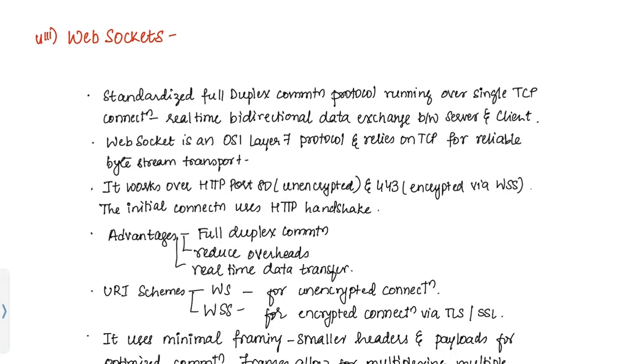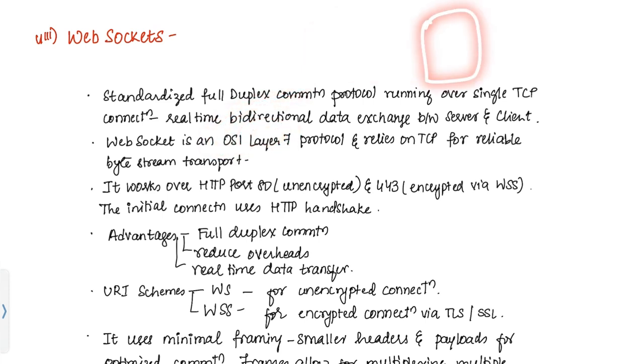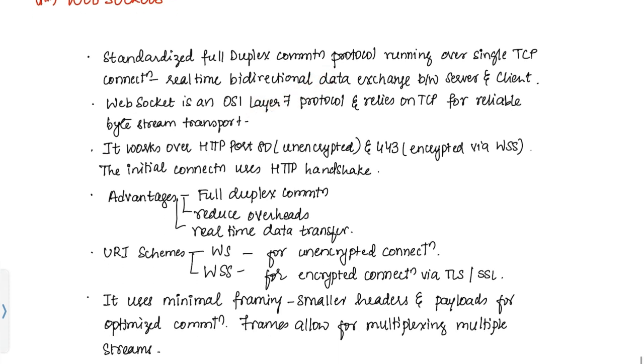So WebSockets are a standard full duplex communication protocol that operates over a single TCP connection. That is, it will speak about the real-time bidirectional data exchange which will happen between the client and server. So WebSocket is an OSI layer 7 protocol. OSI layer 7 means that it will come under the application layer on topmost, and it relies on the TCP protocol, that is a layer 4 protocol, for reliable byte stream transport. Then it works over HTTP port 80 and it has 443 which is encrypted via WSS. So this speaks about the compatibility with the HTTP protocol.